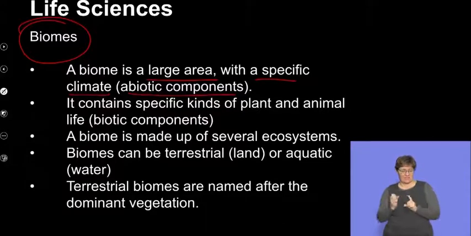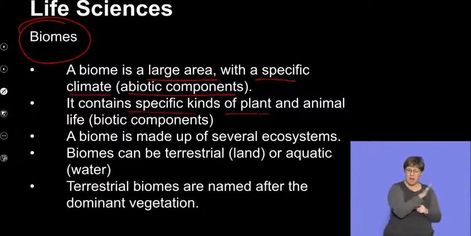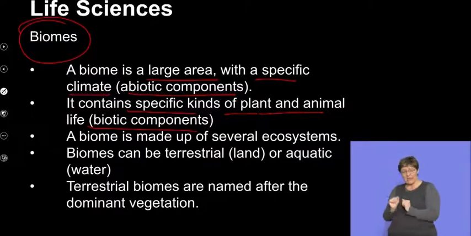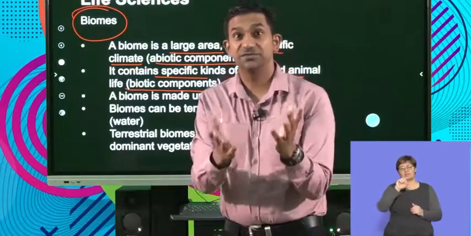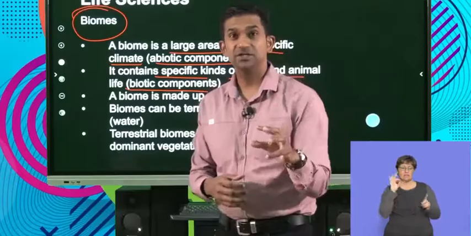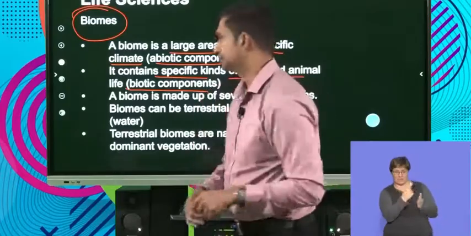So the non-living components, things such as climate, temperature, altitude, rainfall. These are your abiotic components. Biomes contain specific kinds of plants and animals. Generally, we say that a biome is characterized by the types of plants and animals found in that area. So these are typically found, for example, in your savannas, which have a typical distribution of plants and animals.